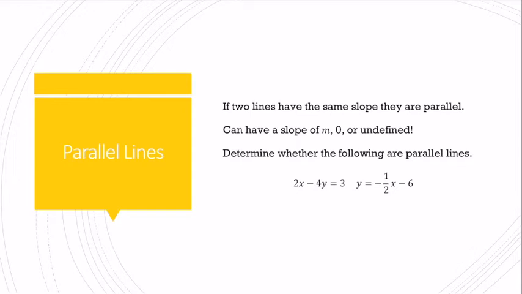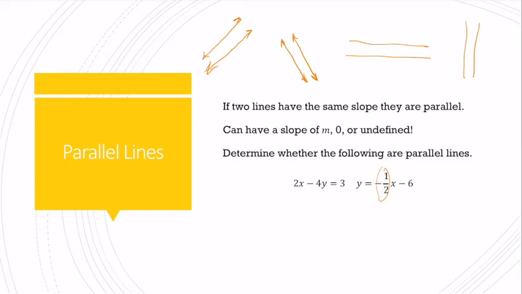Parallel lines are lines that have the same slope. When two lines are parallel, they'll never intersect. So they could have the same positive slope. They could have the same negative slope. I'm trying to draw these as parallel as possible. They could have 0 slope, or they could have undefined slope, right? And in order to determine whether lines are parallel, we need to see if they have the same slope.